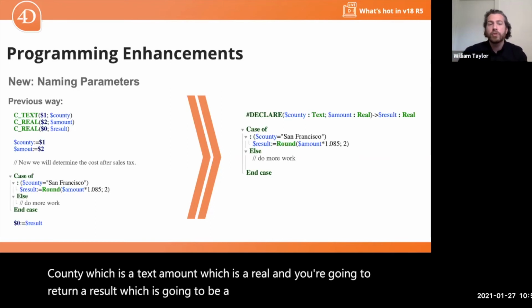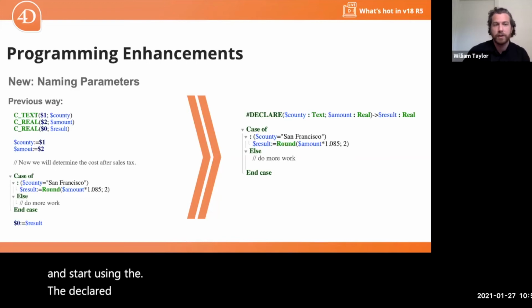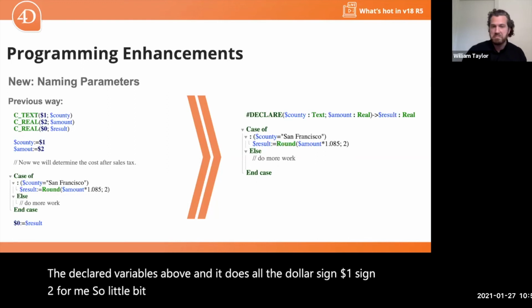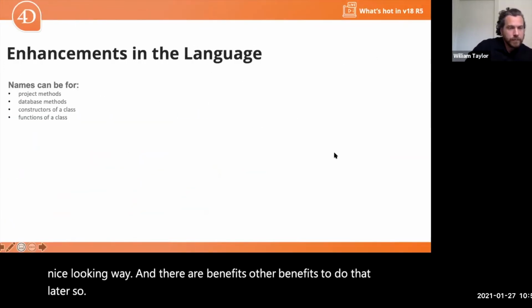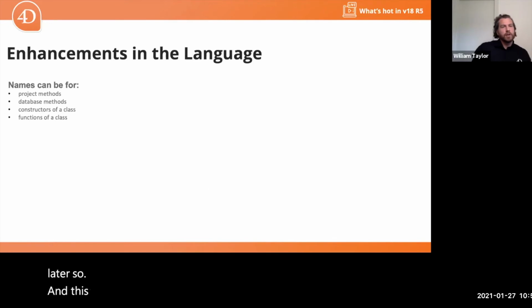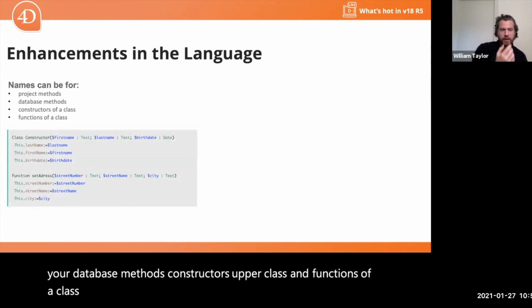And then I just directly go and start using the declared variables above, and it does all the $1, $2 for me. So it's a little bit more succinct, and a very nice looking way. And there are other benefits to doing that, which I'll cover later. And this new declare you can use in your project methods, your database methods, constructors of a class, and functions of a class. So for example, here's another example of a class constructor.